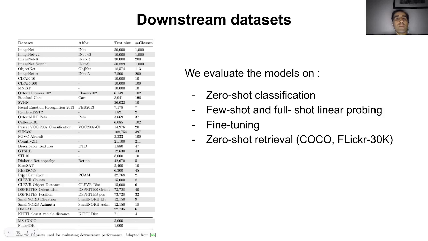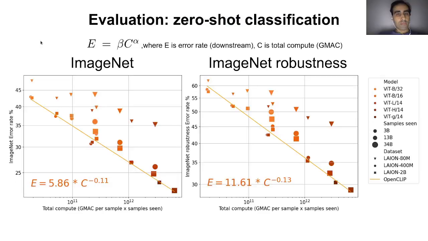In terms of evaluation, we use a set of 37 downstream datasets, which we use to evaluate the models on zero-shot classification, few-shot and full-shot linear probing, fine-tuning, and zero-shot retrieval. Here we show evaluation on zero-shot classification, where we identify a power law relationship between total compute, measured in giga multiply-accumulate operations, and downstream error rate.